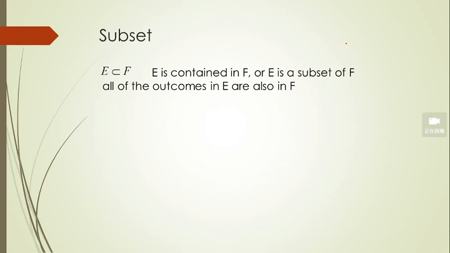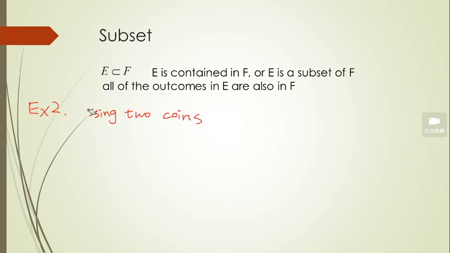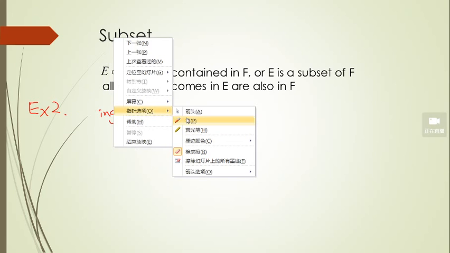Let me just use one example, still the example we used before. That's example 2. So let's recall example 2. That is still tossing two coins. Flipping two coins. Let me write flipping two coins. Let's repeat this example.